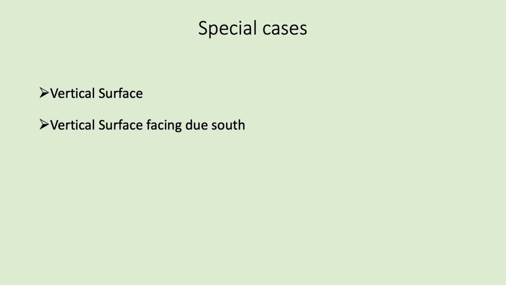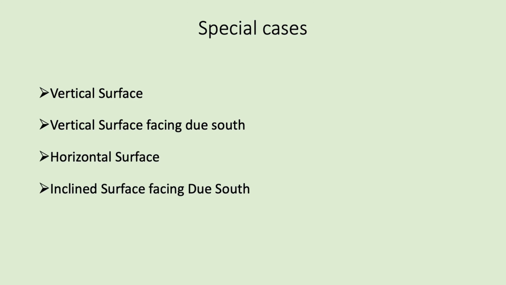In the coming slides, special cases are taken, and for these cases the general equation of angle of incidence has been reduced as per the given condition. These special cases are vertical surfaces facing due south, then horizontal surfaces facing due south, and inclined surfaces facing due north. Now we are going to discuss the special cases where the surfaces, whether vertical or horizontal, are facing due south, or are making a certain angle with the horizontal surface. So this is the first case.